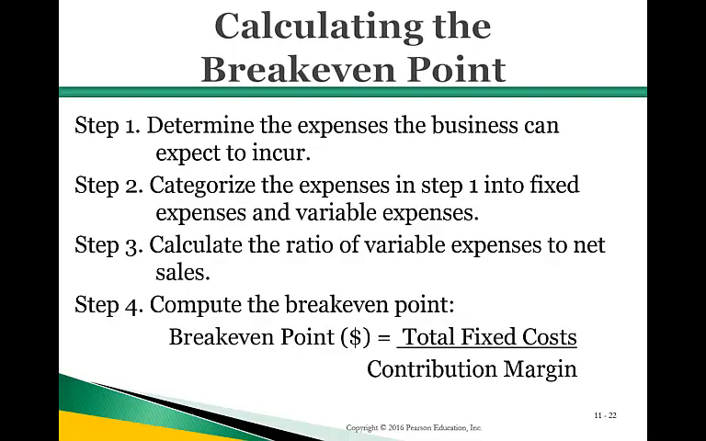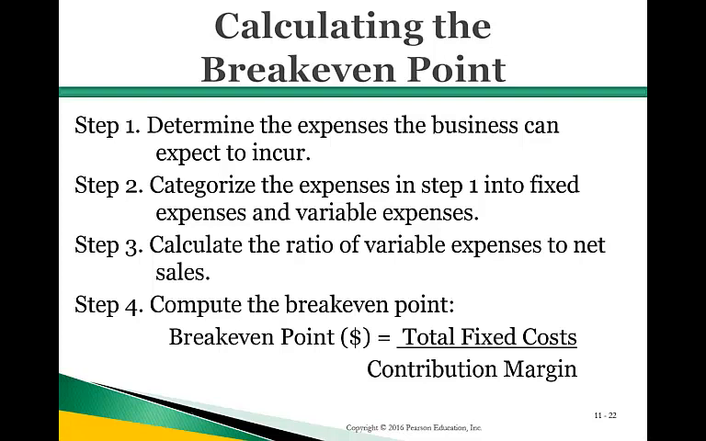So how can we calculate the break-even point? Well, step one, we determine the expenses that are going to be involved in our business. Step two, we categorize the expenses as either fixed or variable. Fixed expenses do not change with sales. Variable expenses change with sales. Variable expenses can be things like salesperson's commissions, cost of goods sold, advertising expense. Fixed expenses are things like the light bill, the water bill, the rent. It doesn't change depending on how many sales you make.